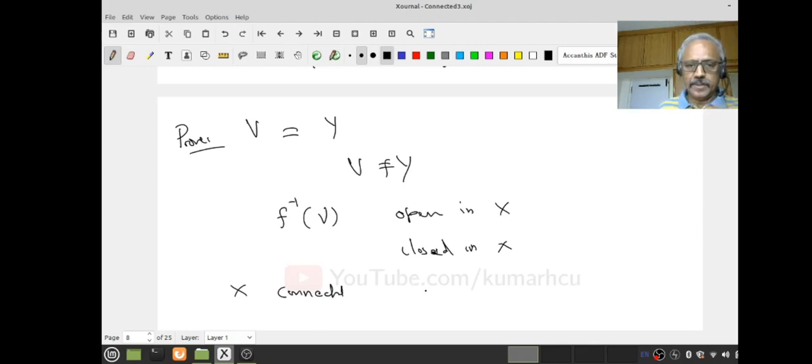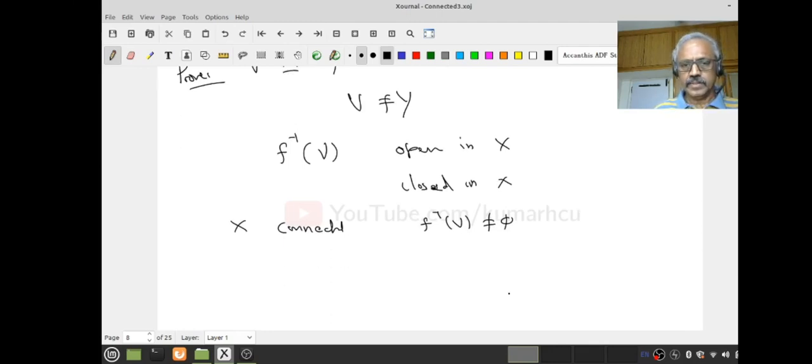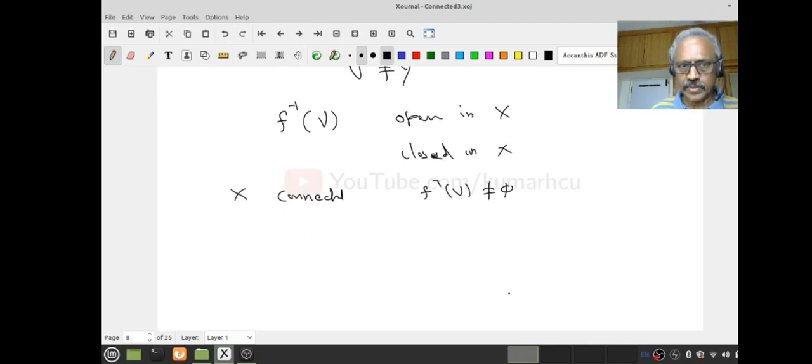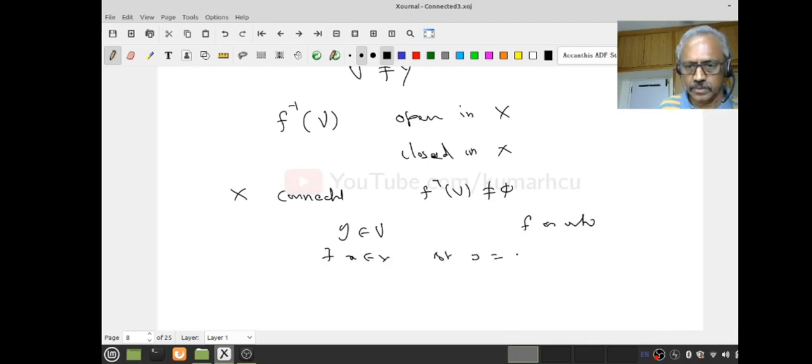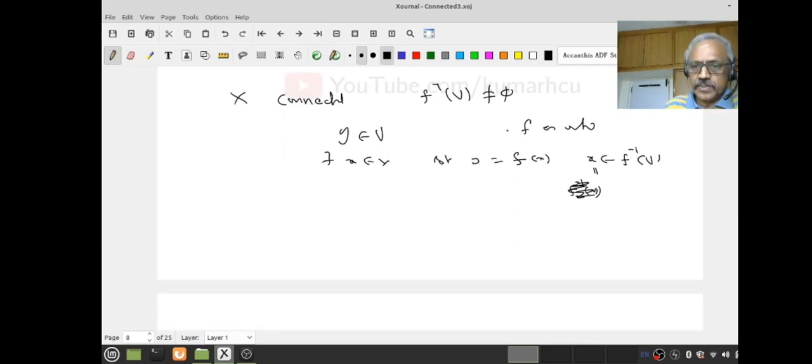And next, can F inverse of V be empty? No, it's not empty. Why? For each x, F of x must be in Y somewhere. Are you following? Because we are assuming V is not empty and F is onto. Suppose y belongs to V, and since F is onto, there is an x in X so that y equals F of x. Therefore, x belongs to F inverse of V. Do you follow that? This is a place where we are using that F is onto.